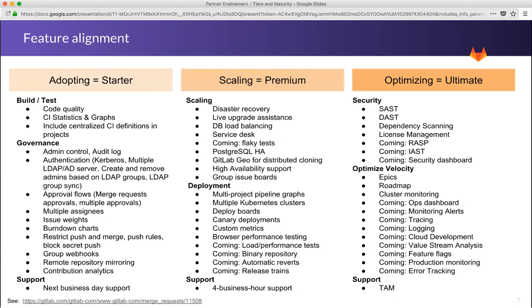And then at the ultimate level, we're looking at a lot of security scanning to get, again, that constraint of security moving left in the process. So we have static application security testing, dynamic application security testing. This is dependency scanning and license management. Actually, license management was just released, very exciting.